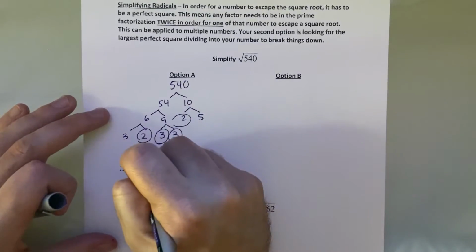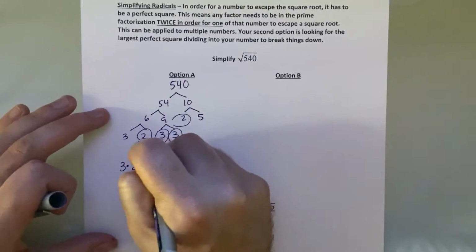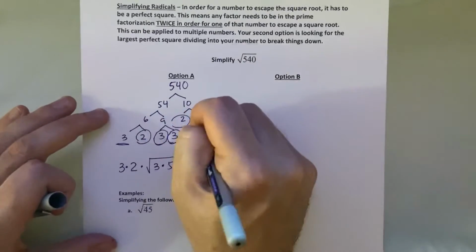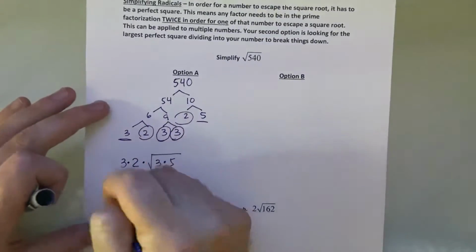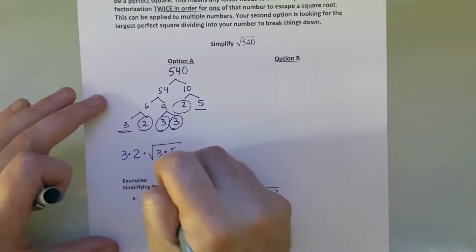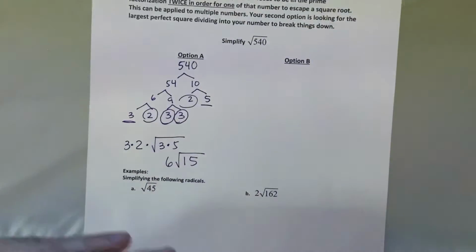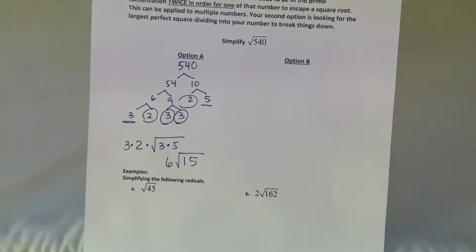Anything that doesn't have a pair gets left inside the square root. So we have a 3 times 5 inside the square root. Now 3 times 2 on the outside is 6. 3 times 5 on the inside is 15. So it's 6 square roots of 15. I think it's infinitely easier to break it fully down and see what you have.